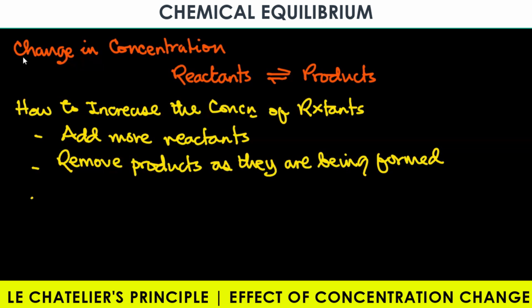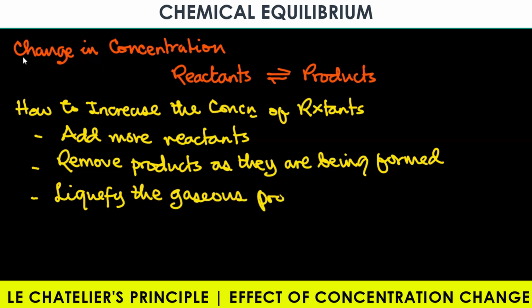Or you can do what? Liquefy the gaseous products as they are being formed, like the Haber process, right? You know, it's a complete gaseous system where both reactants and products are gases, right? And when you liquefy the ammonia that is formed, the concentrations of the nitrogen and hydrogen gases will do what? Increase automatically. Are we together? Good.